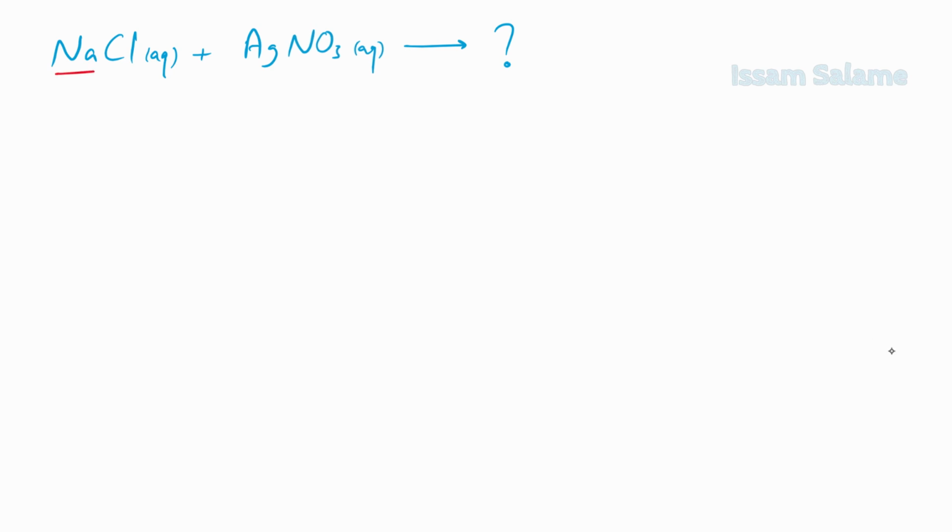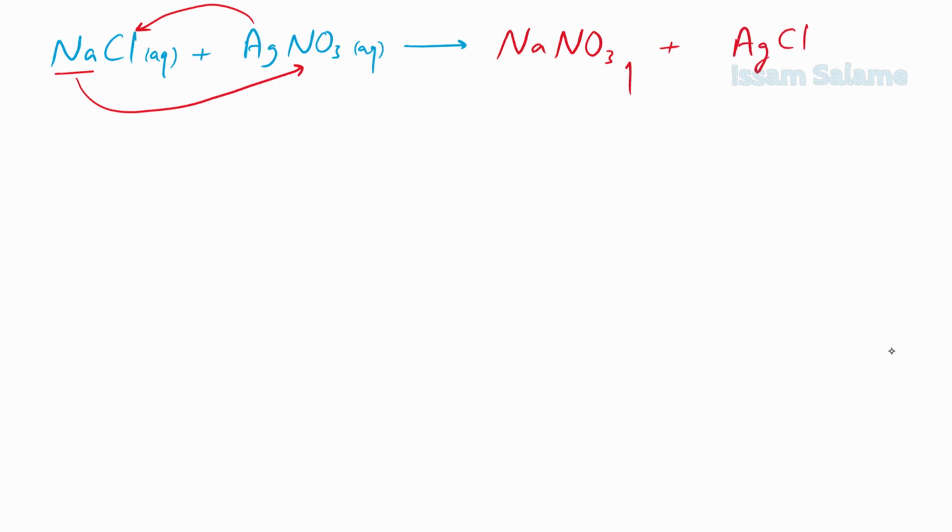In double displacement reactions, ions are swapped. So here, sodium will join nitrate and silver will join chloride. And the products are going to be sodium nitrate and silver chloride. But how to predict the state for these products?